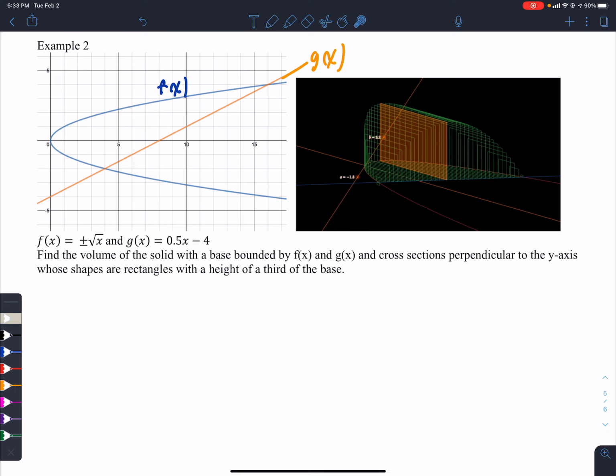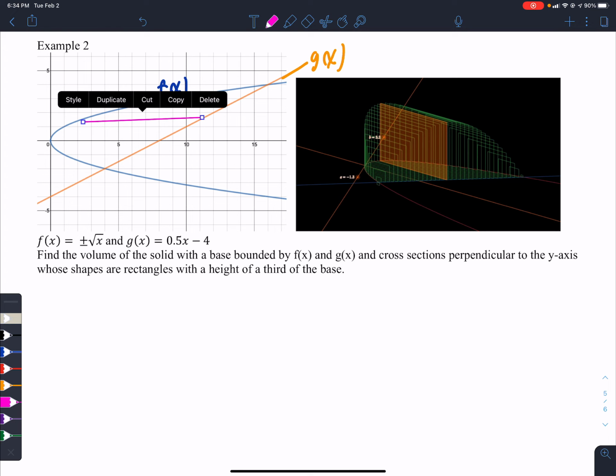Now, read this carefully. The volume of the solid with the base bounded by f of x, g of x. So this is our region. Cross sections perpendicular to the y-axis. So here's the y-axis. So our building is going to have cross sections in this direction. And they're going to be rectangles with the height of a third of the base. So this thing has been rotated. Here's my y, there's my x. It's been rotated slightly, but if this is the y, this is perpendicular to the y. So perpendicular to the y here would be like such.